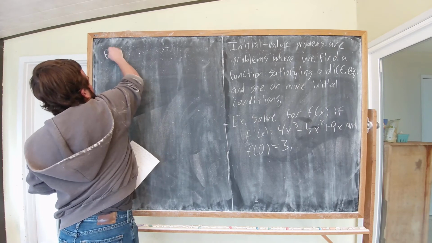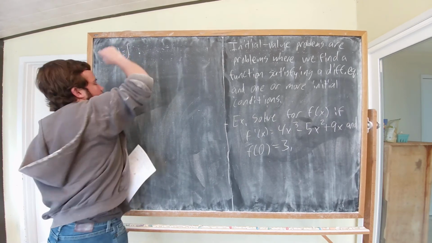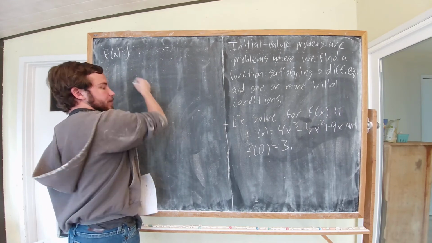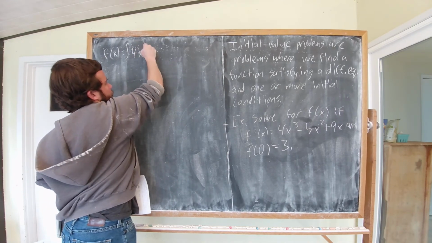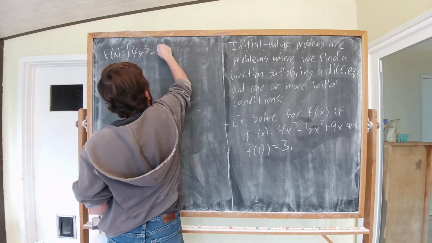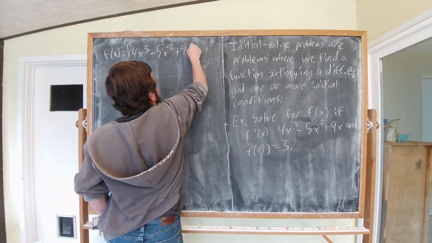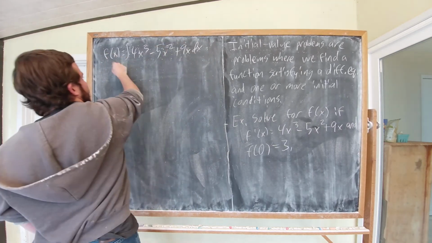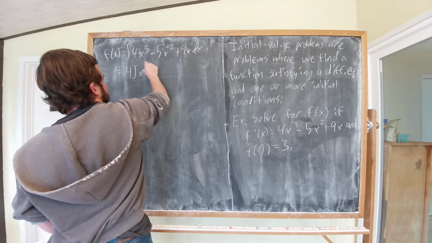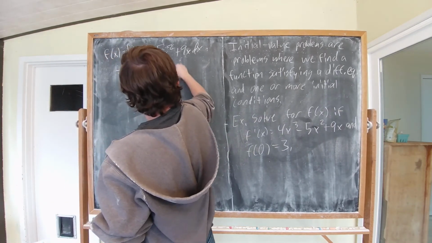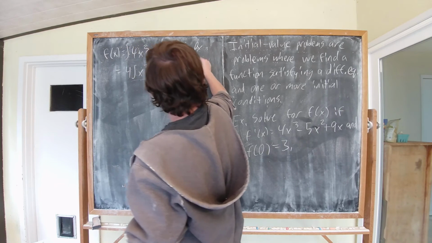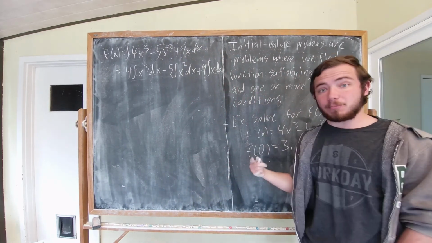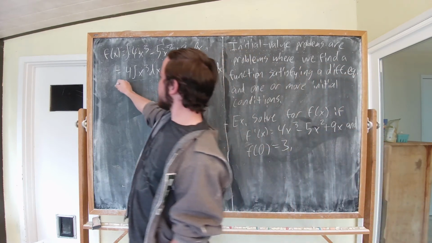We know that f of x must be an indefinite integral of f prime of x. So it will be the integral of 4x cubed minus 5x squared plus 9x dx, which is 4 times the integral of x cubed dx minus 5 times the integral of x squared dx plus 9 times the integral of x dx by the sum rule and scalar multiple rule.